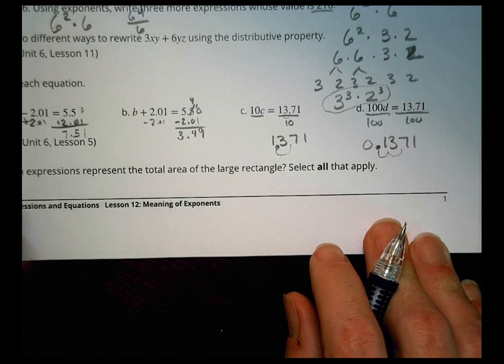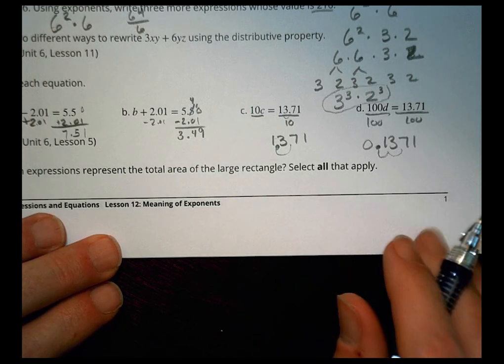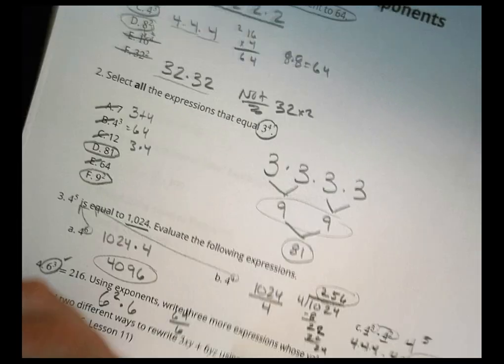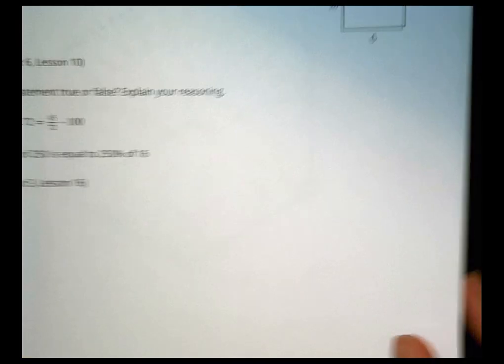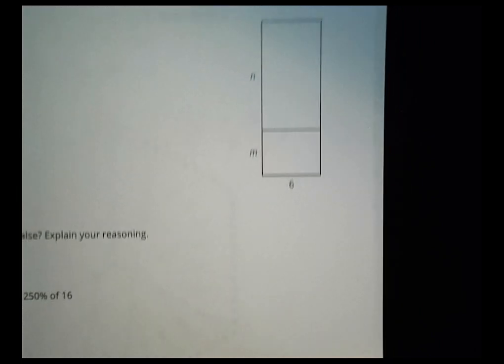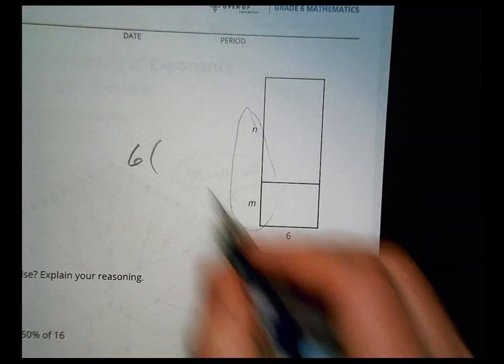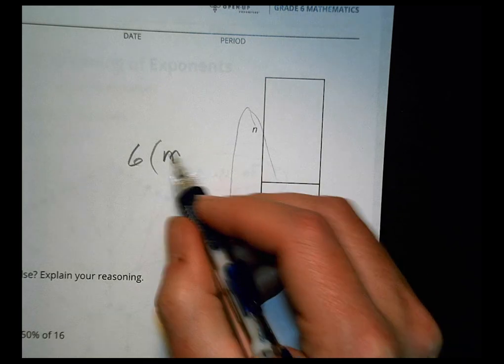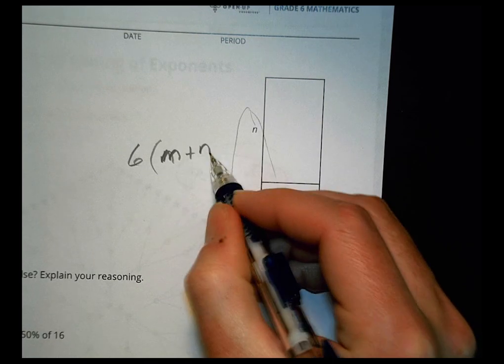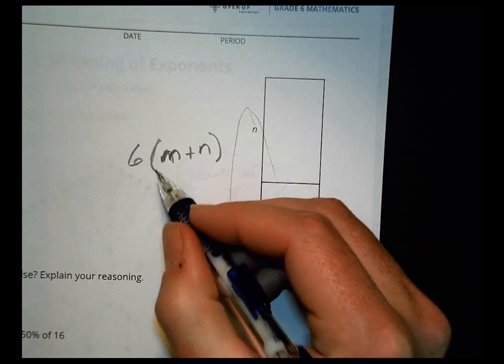And number 7. Which expression represents the total area of the large rectangle? Well, let's look at the next page for my large rectangle. So I can turn my page. The large rectangle is here. And we see the large rectangle is going to be 6 times the combination of m and n. That's where I got 5 from. It's early in the morning.